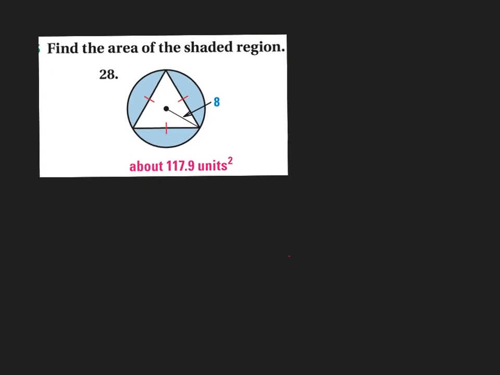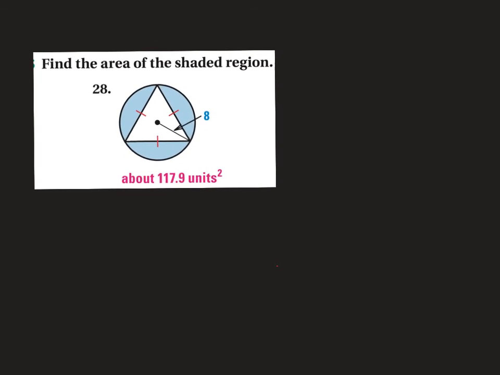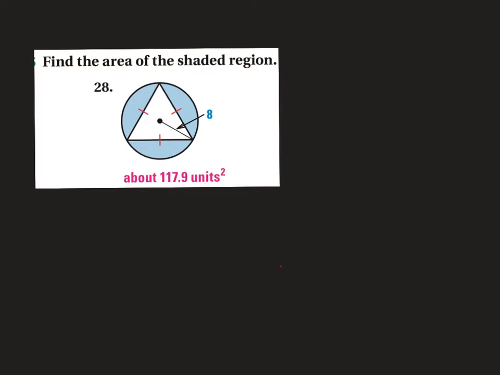All right, so this was 28 from the homework. It said find the area of the shaded region. So the outside shape is what? A circle, and then the inside is the triangle, right? So I have to take the area of the circle and then subtract from it the area of the triangle. How do I find the area of the circle?